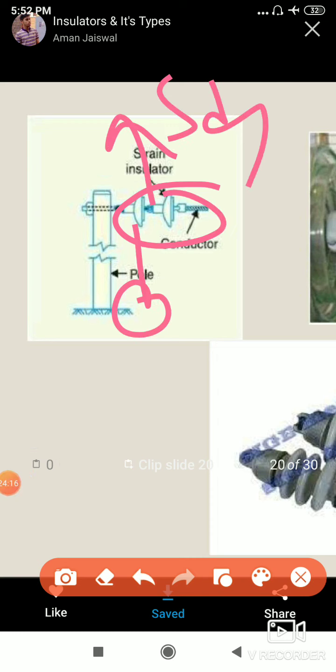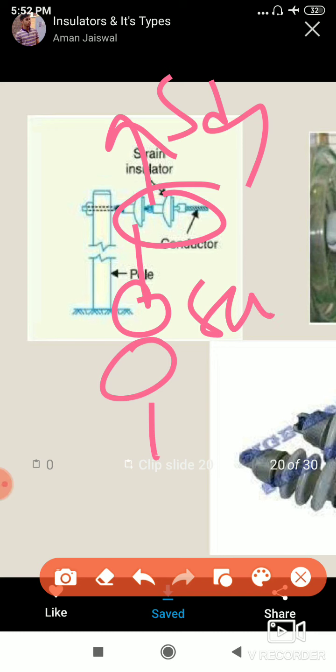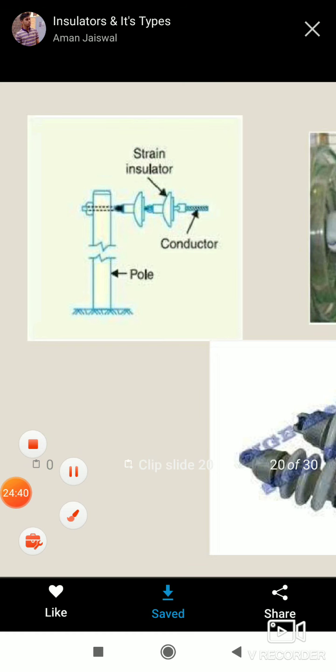If the conductor is placed like this, we can call it a suspension type insulator. The strain type insulator can be used at dead ends, river crossings and height distances, where the tension on the conductor is very high. If the length of the conductor is very large, that means the tension is very high. In that situation also we use these type of strain insulators, right? So this is about strain insulator.